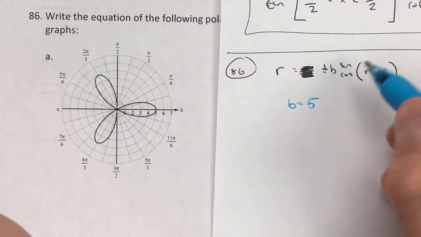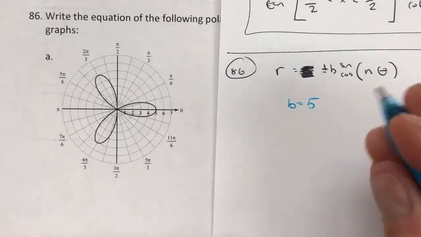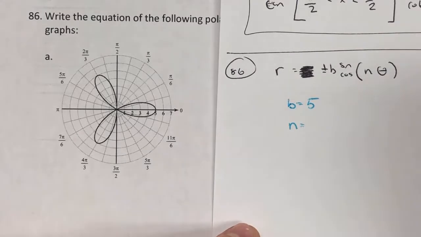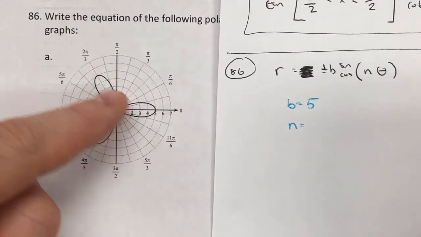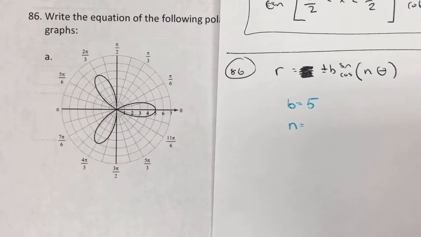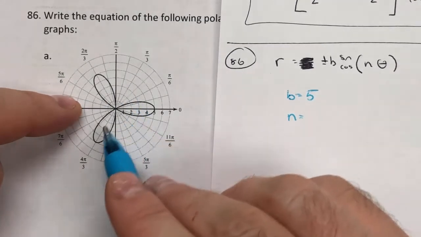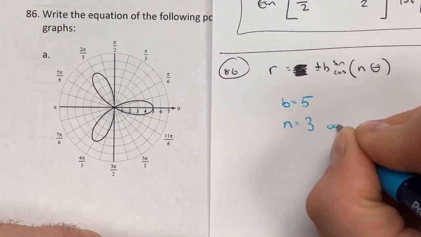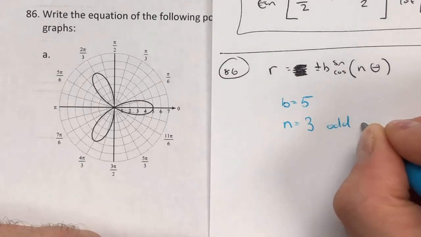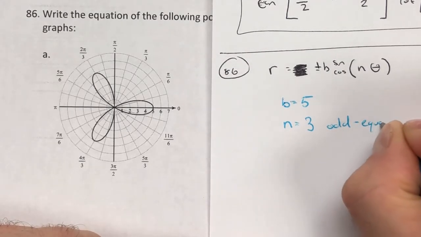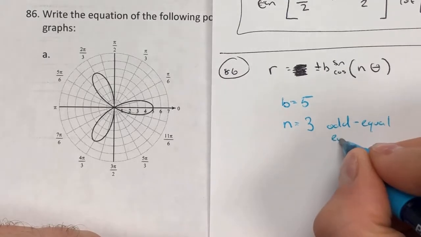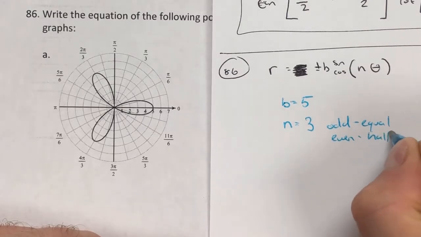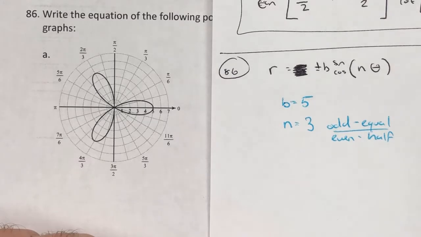That's going to denote my n. So my n, if there's an even number of petals, is going to be half that. This is an odd number of petals, so now my n is exactly that: 3, because it's odd. It's going to be equal. If it was even, it would be half. But it's odd, so we're going to go with equal.